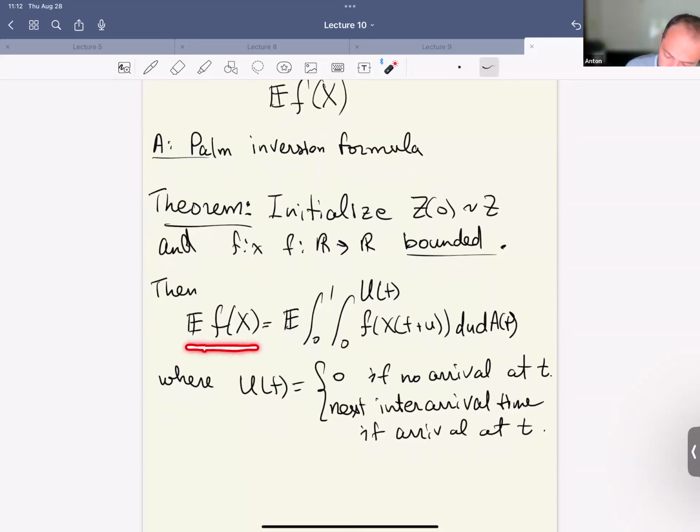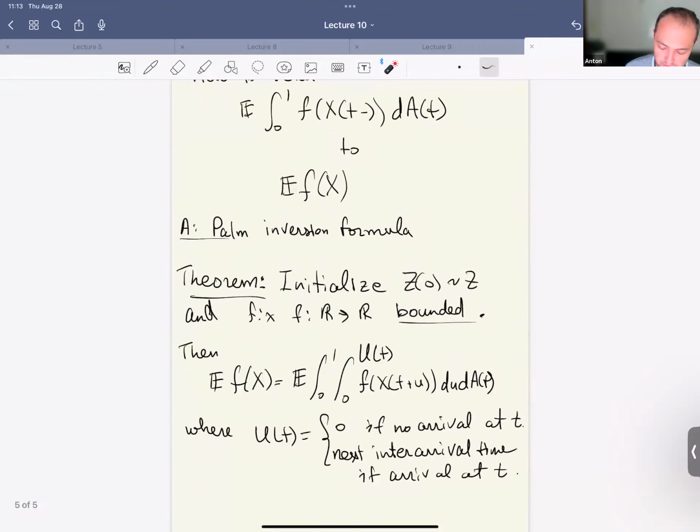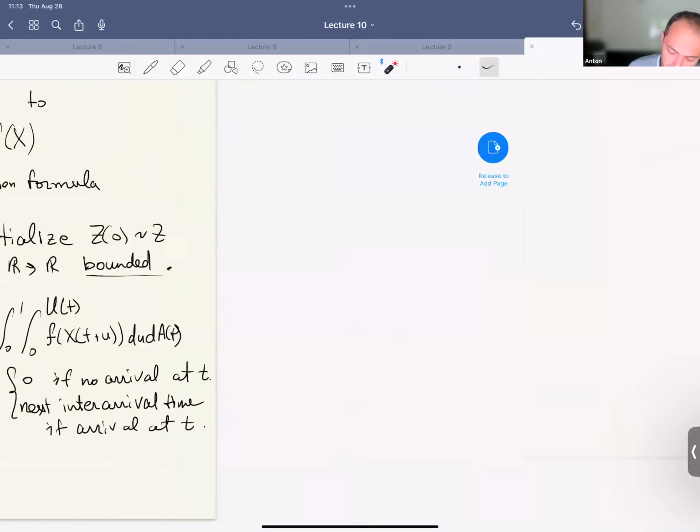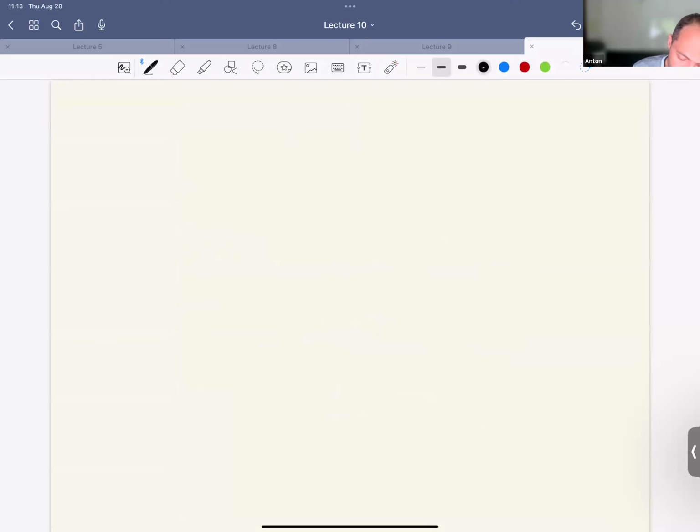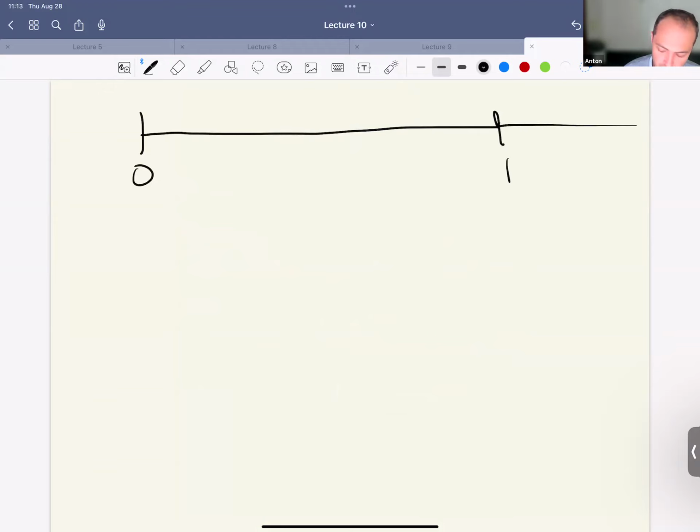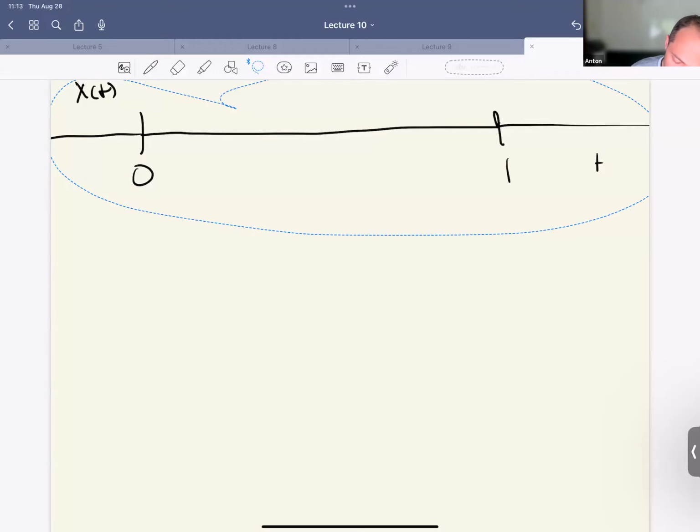So we have that, tough to parse. So let me draw you a picture, and then this should become a lot simpler for you to comprehend. Here's the picture. Suppose we have an interval, and for simplicity, this interval is 0 to 1. And we have some process, in our case Z of t, or even simpler, just the workload, X of t. This is t.